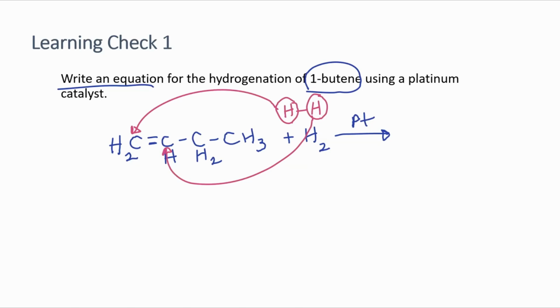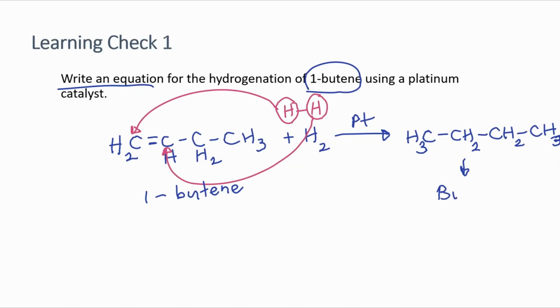As a result, it will contain CH3, CH2, CH2, and CH3. And this is 1-butene converting to, what is the name of this one? It's the alkane butane. Okay, very good. So that's the structure of the product for the hydrogenation reaction.